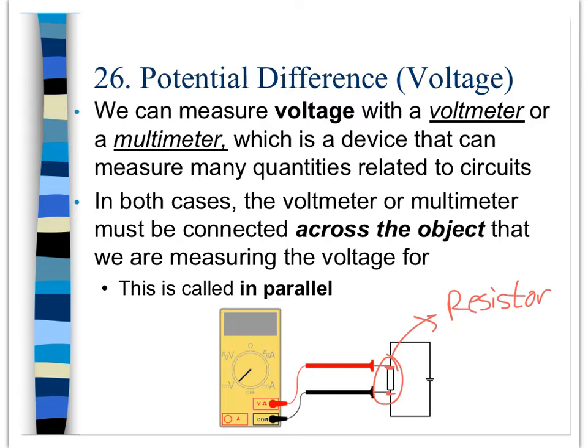The fancy term for how we're measuring it is we would say we're measuring it in parallel as opposed to in series, which we'll talk about in a little bit. But the key idea is that when you're measuring the voltage, you put those two probes on either side of the object that you want to measure the voltage across, connecting it in parallel.